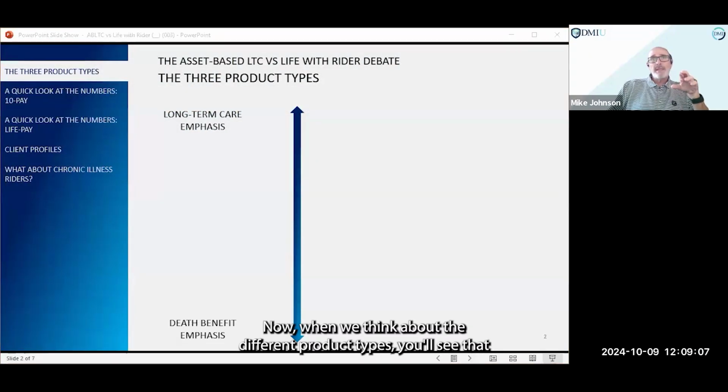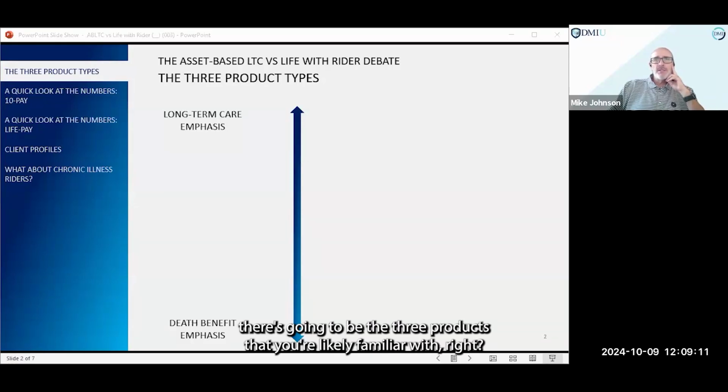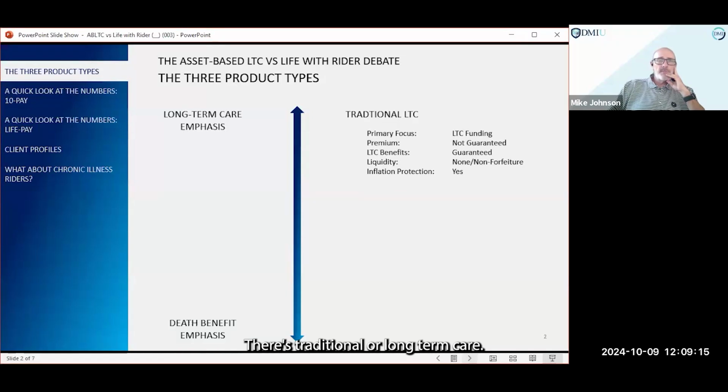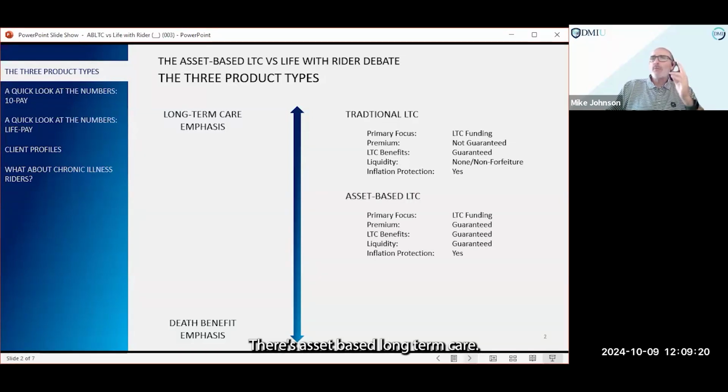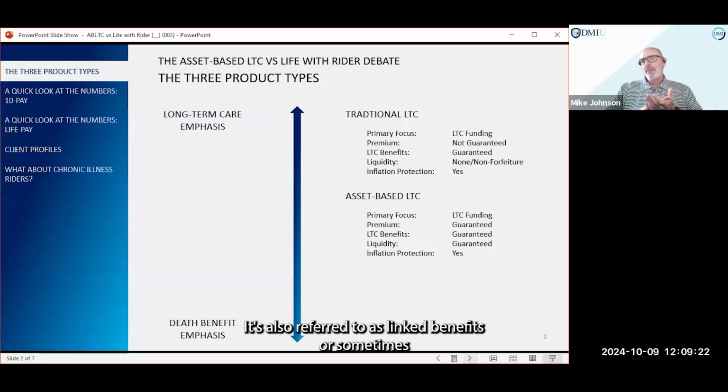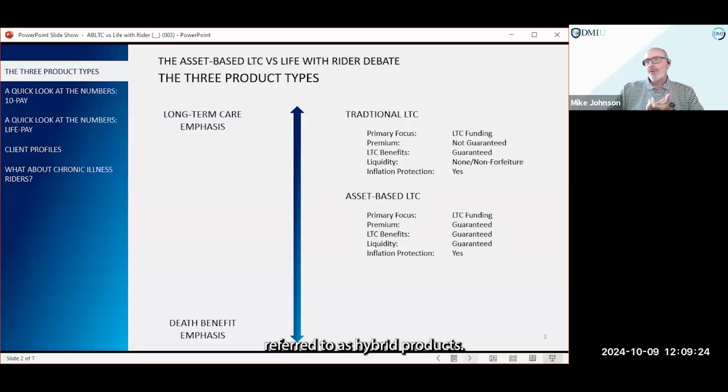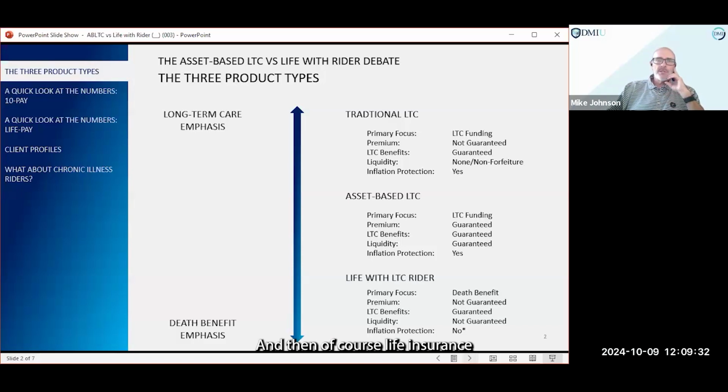Now, when we think about the different product types, you'll see that there are three products that you're likely familiar with. There's traditional long-term care. There's asset-based long-term care. It's also referred to as linked benefits or sometimes referred to as hybrid products. For our purposes, we'll call it asset-based long-term care, or ABLTC for short. And then, of course, life insurance with a chronic illness or long-term care rider.